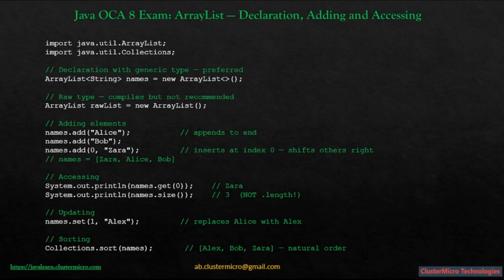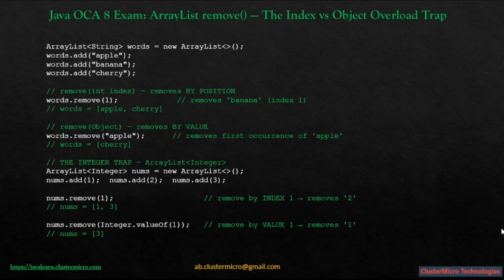Sorting: Collections.sort names. Collections.sort sorts the list in natural ascending order. Alphabetical for strings, numeric for numbers. Note it is Collections with an S, from java.util.Collections, a utility class separate from the Collection interface. The sort modifies the list in place, just like Arrays.sort modifies an array in place. So after sorting it becomes Alex, Bob, Zara.